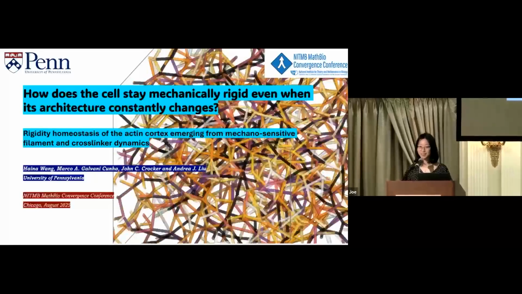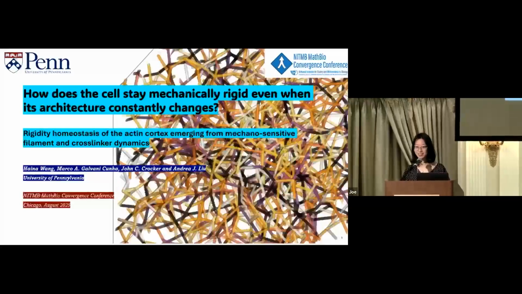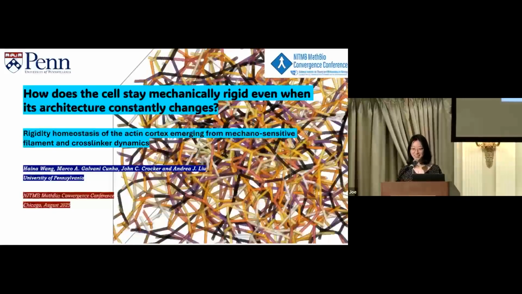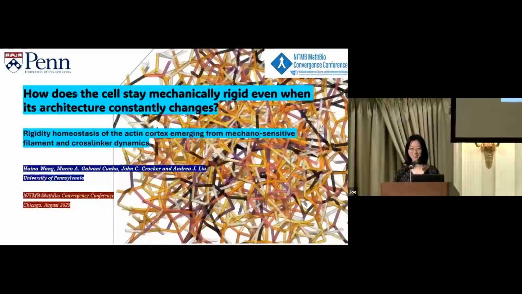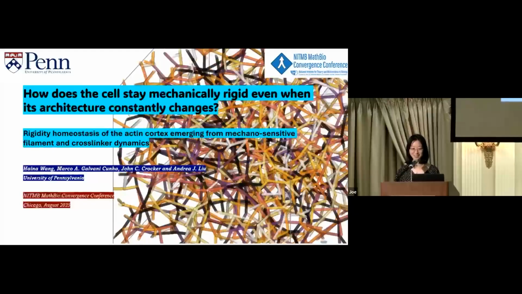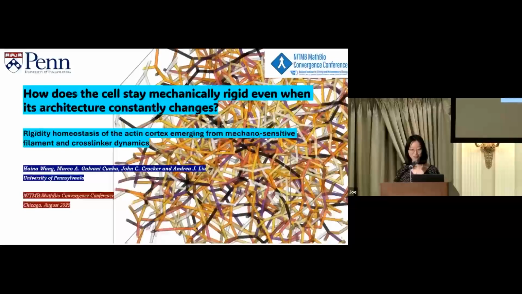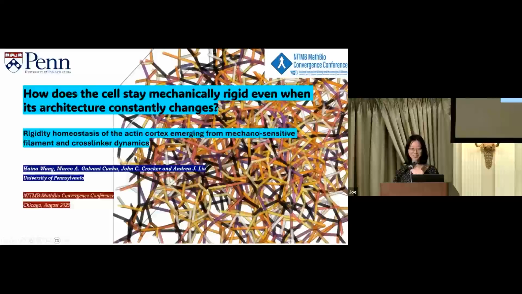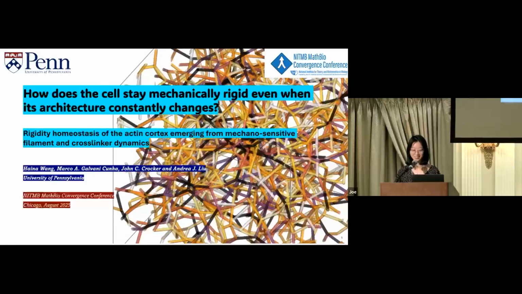So I'm a postdoc at UPenn, and my advisors are Andrea Liu and John Crocker, and this is our work together with our collaborator, Marco. I realized that the formal title includes a mouthful of terminologies like rigidity, homeostasis, and mechanosensitivity, so I wanted to start from a more accessible title. How does a cell stay mechanically rigid even when its architecture constantly changes?